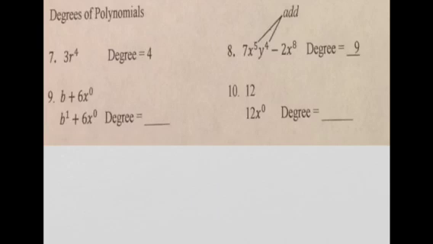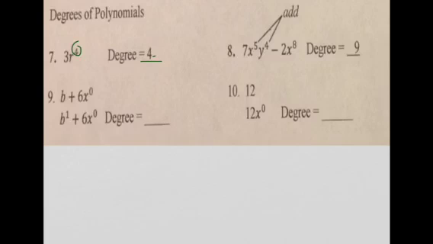All right, now, how do we figure out the degrees of a polynomial? Well, we have to look at the largest degree of the variables. So, for example, number 7, 3r to the fourth, the degree is going to be 4 because 4 is the largest exponent of the variables in number 7.